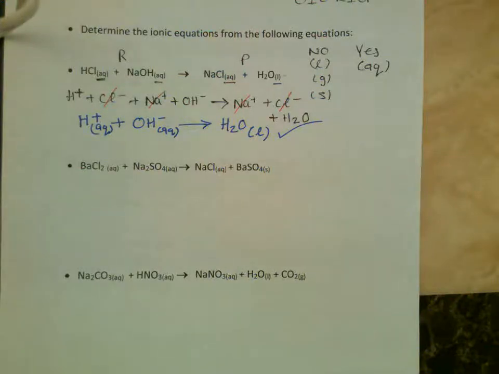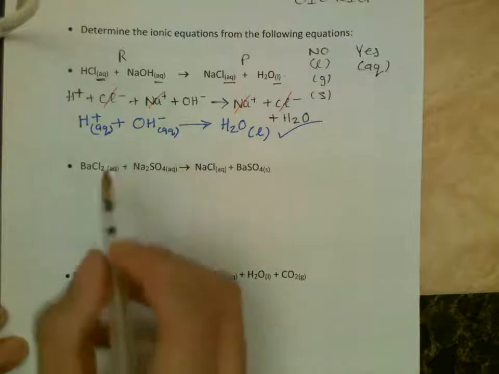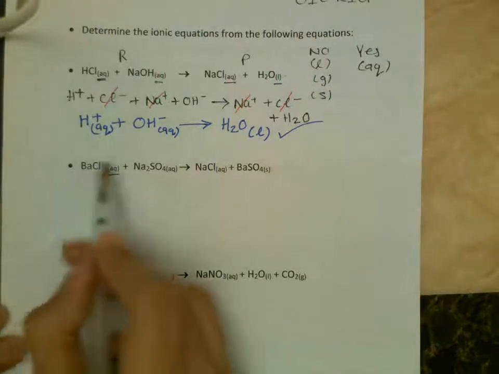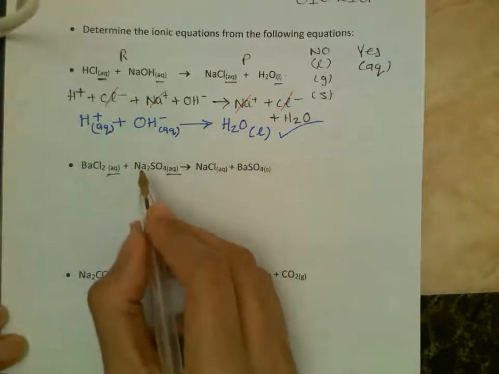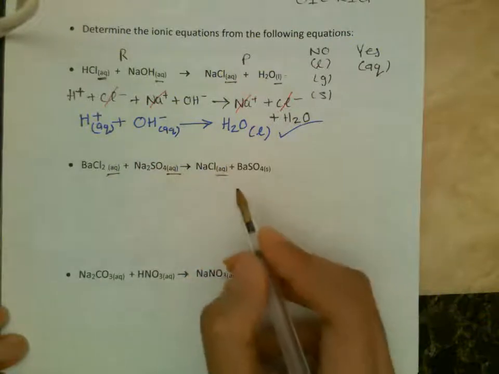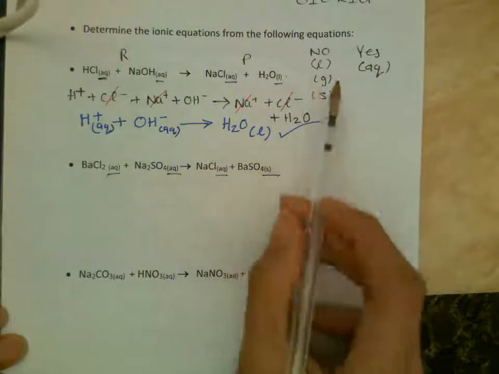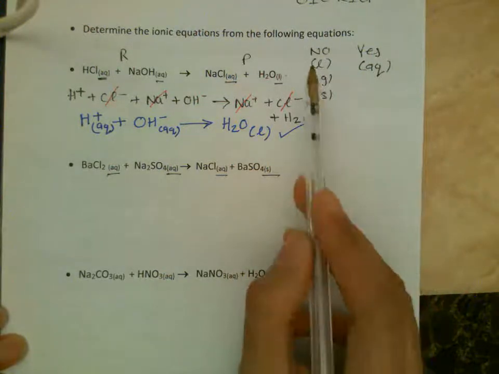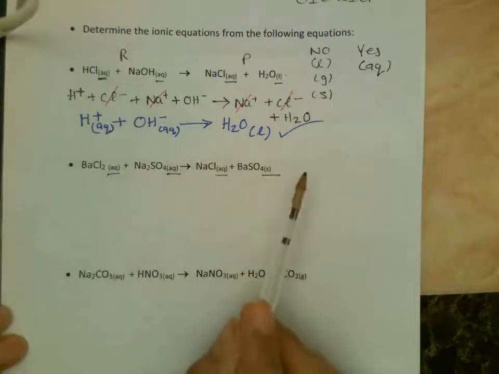Okay, now we're moving on to barium chloride and sodium sulfate goes to sodium chloride and barium sulfate. Now, again, we look at our state symbols. Aqueous, yes, we're writing out this barium chloride in its ionic form. Again, aqueous, ionic form, great. Aqueous, ionic form. Solid, no, we're going to leave it as is. Okay, no, we don't write solids out in their ionic form, we don't write gases out, and neither do we write liquids out.